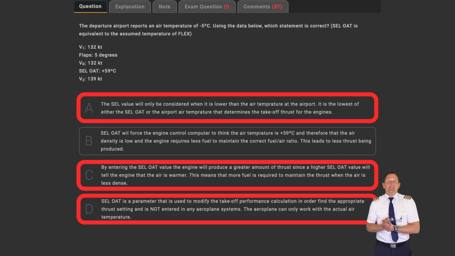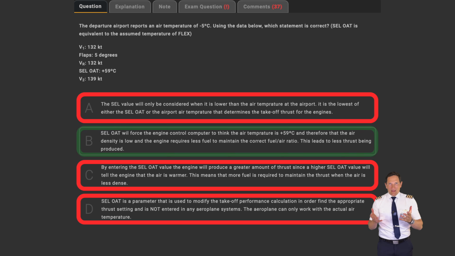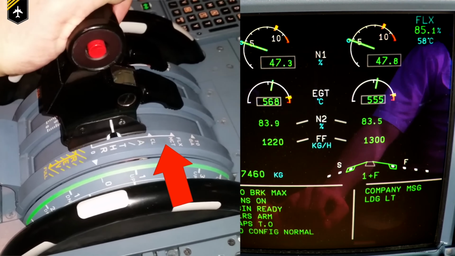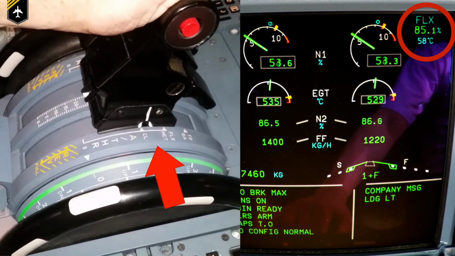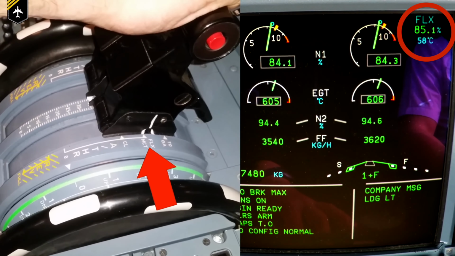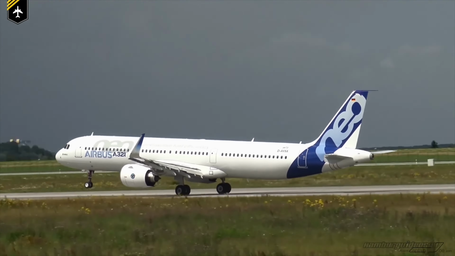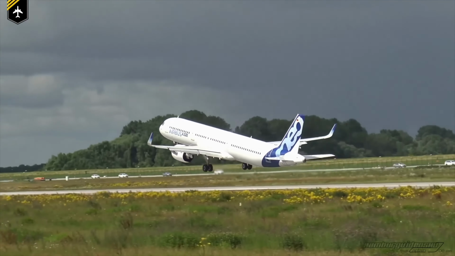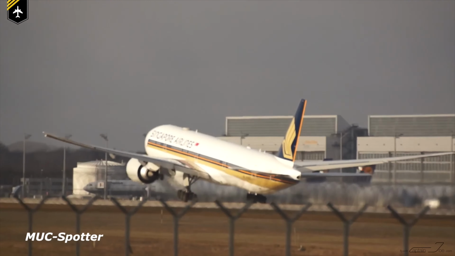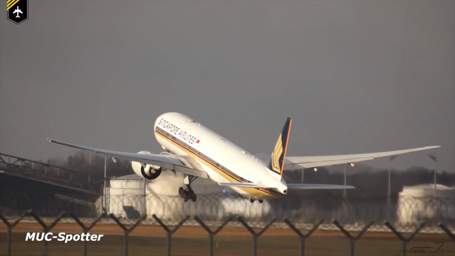Last but not least, answer B is correct, because yes, by pretending that the outside air temperature is much higher than the actual one, the engine control computer thinks it is warmer, hence less air density, therefore it reduces the fuel to air ratio and outputs a lower thrust setting. Little side note, in Airbus planes it's flex temperature, and in Boeing planes it's derated thrust and assumed temperature. Happy with that, Fabian?